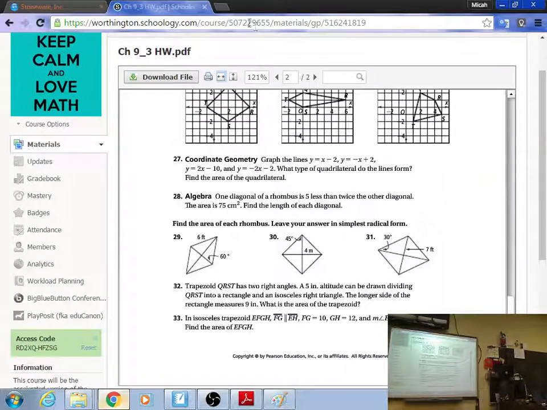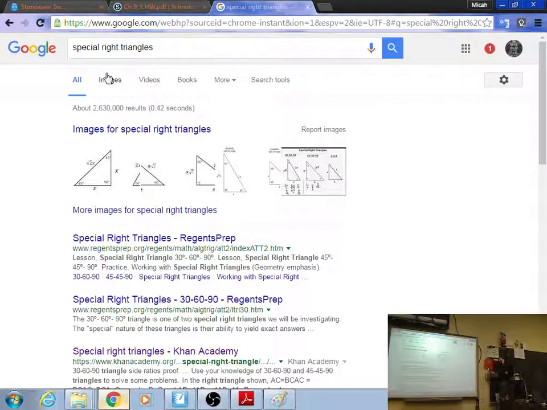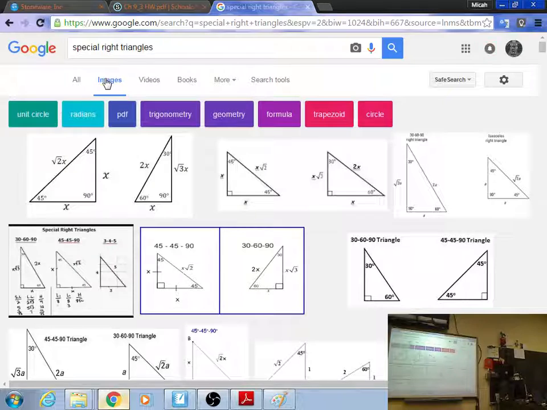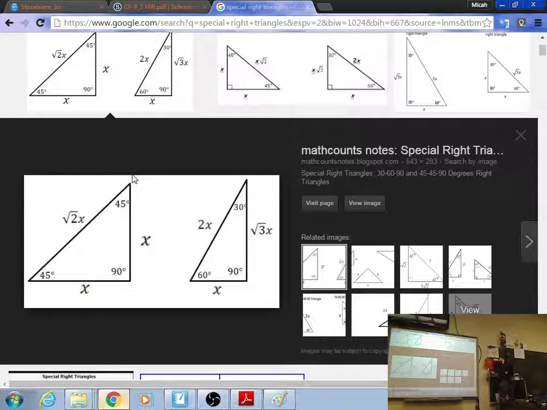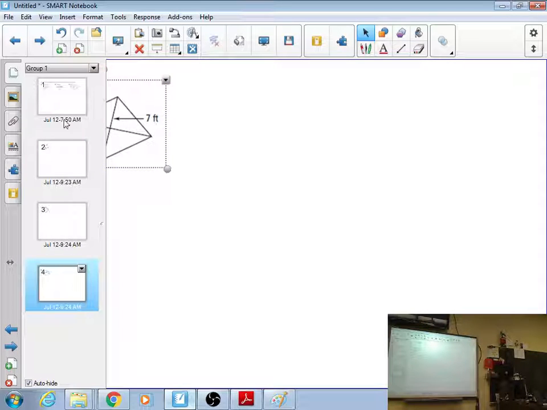So, like I mentioned in Schoology, if we look for our special right triangle rules, we can find a pretty easy, these right here are what we need to deal with. So, I'm actually going to put this over in my smart file because of course this will all be uploaded after class.